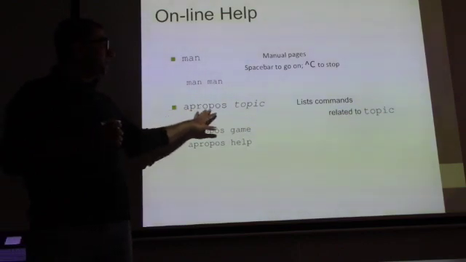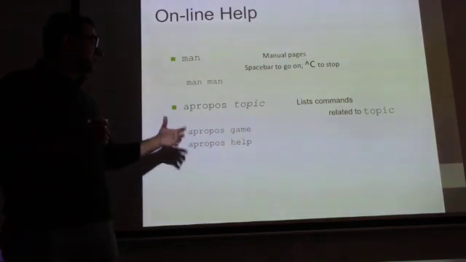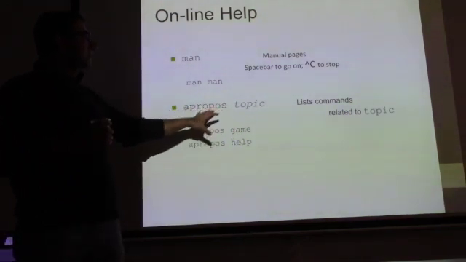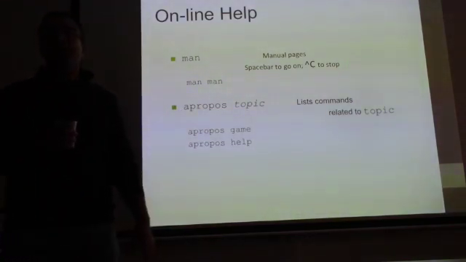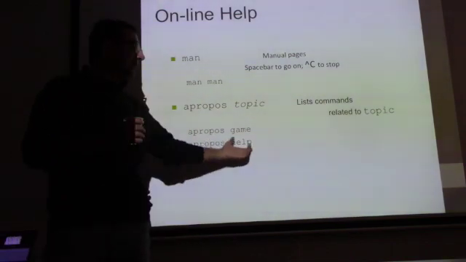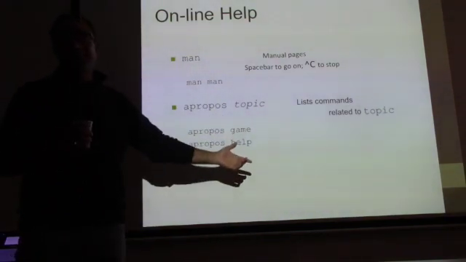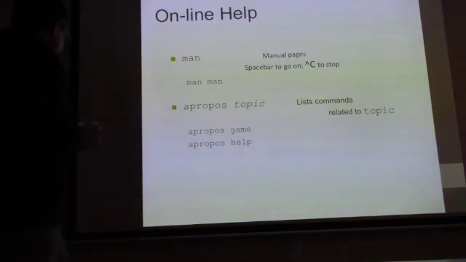There is also apropos, which you use when you're looking for some more generic topic, let's say help. Apropos helps you find stuff regarding that particular topic. So if you forget what the command to find help is, you can just type apropos help, and it'll show you that man is a command to find help. See what I mean? Okay.